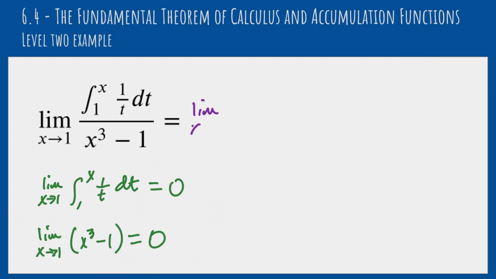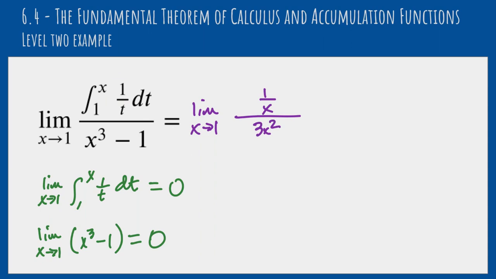Well, now with the fundamental theorem of calculus, we know how to take the derivative of the numerator. So to take the derivative of this, we're essentially just going to take that x and plug it in for t. And so the derivative of that expression, that integral, is just going to be 1 over x. And then in the denominator, we take the derivative and we get 3x squared.